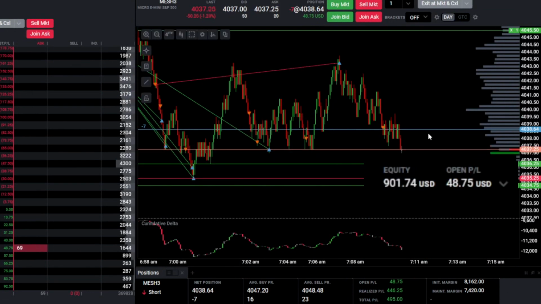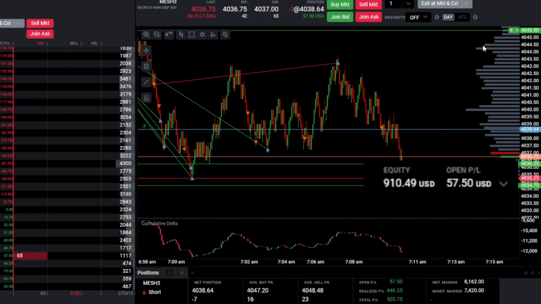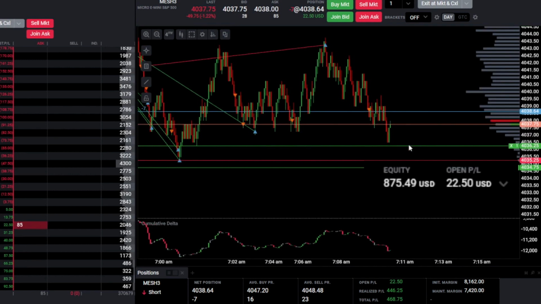Looking good here. 900 back to 900 on the equity. QQ back under 297. SPY, come on, let's get down under 402. That would be great. All right, better take off 1 contract here. Nope, so close.